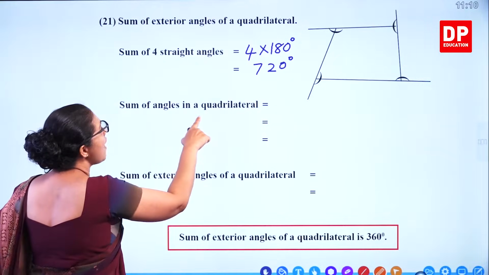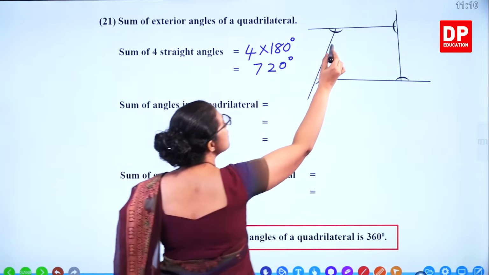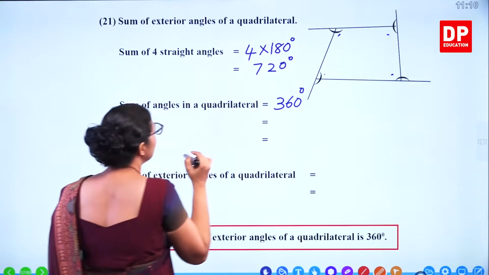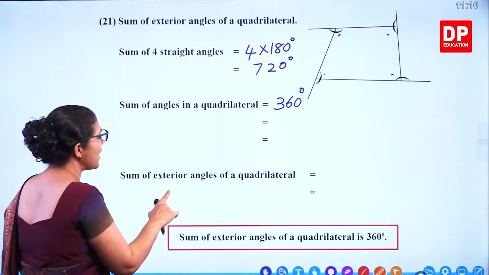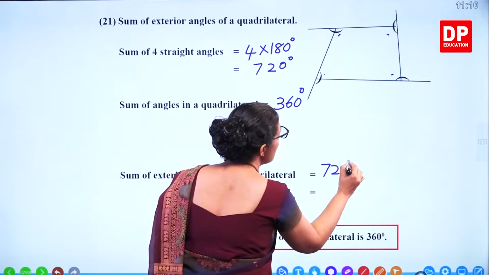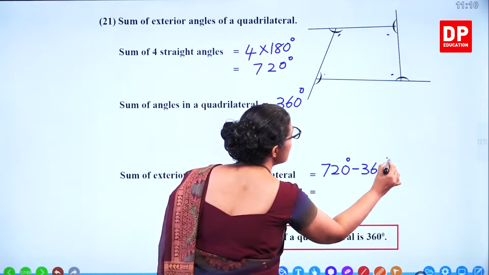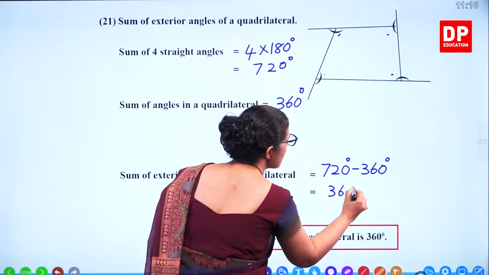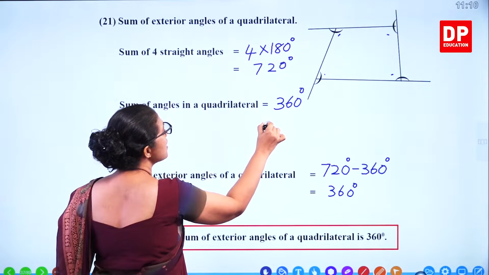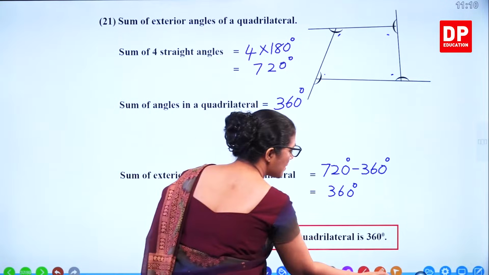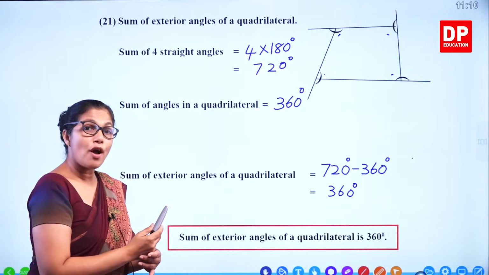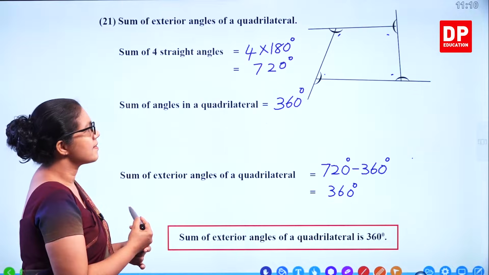720. Sum of angles in a quadrilateral, we know these 4 angles, that's 360 degrees. So how do you find the sum of exterior angles of a quadrilateral? We can subtract these two. 720 minus 360, you get 360 degrees. So the sum of exterior angles of a quadrilateral is 360 degrees.